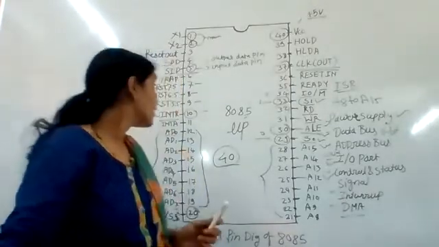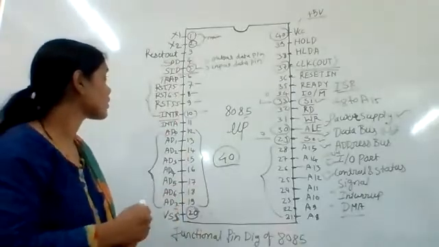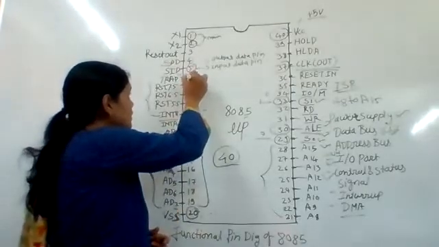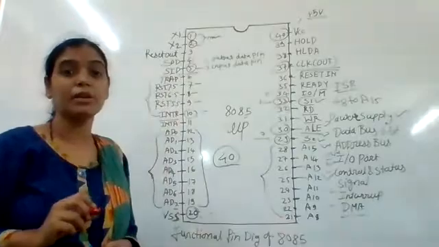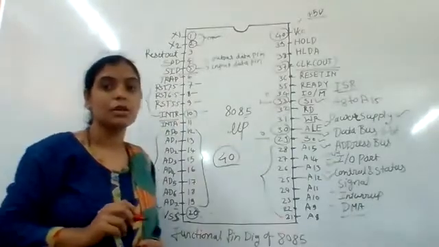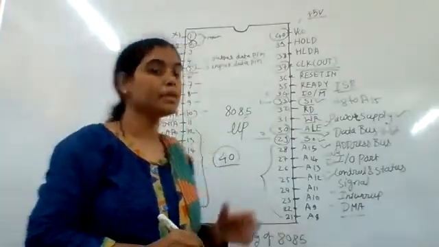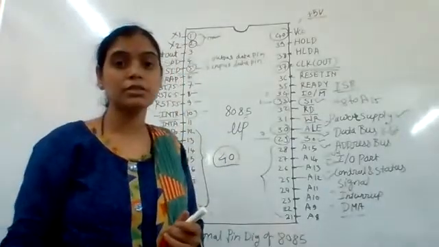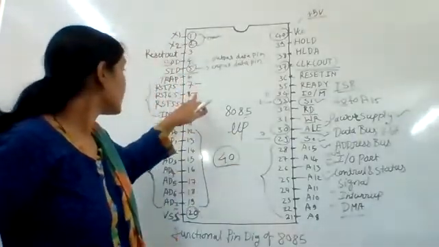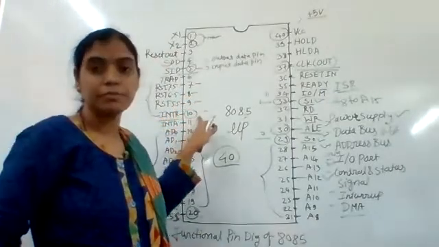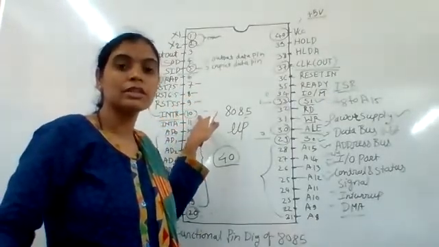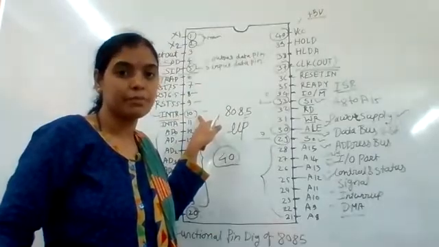Now, in this interrupt section, firstly we see pin number 6, that is RESET, then pin numbers 7, 8, 9 and 10. Got it? These are the interrupt pins.